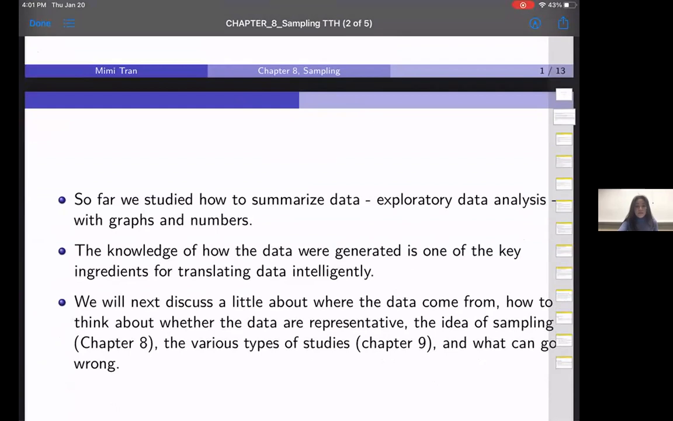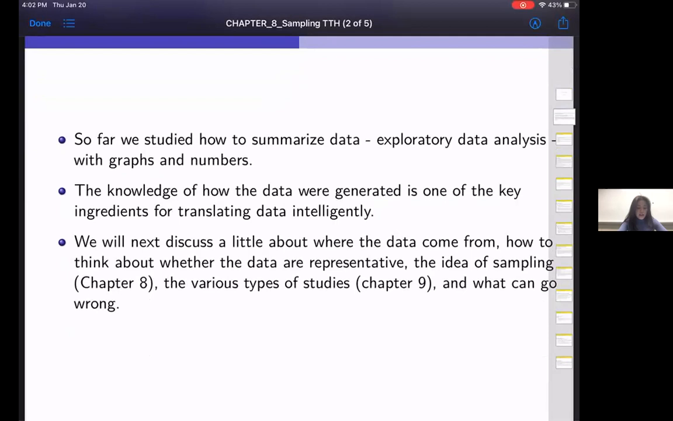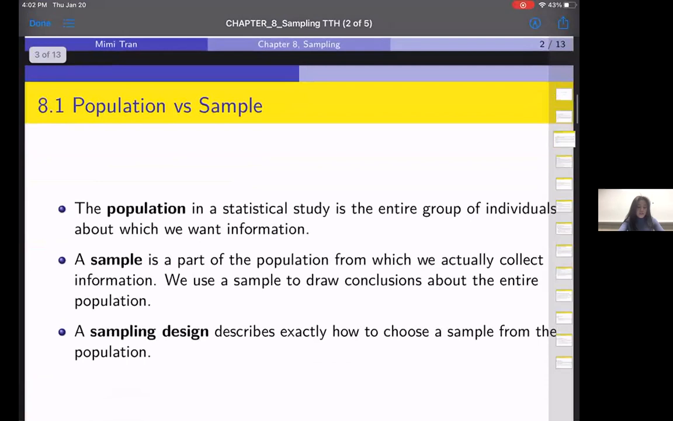So chapter 8 is the idea of sampling, and chapter 9 will be the various types of studies. Okay, so first of all, population versus sample. I talked about this last time. This is just the formal definition of population. A population in a statistical study is the entire group of individuals about which we want information. Everybody in the group that we want information on. A sample is a part of the population from which we actually collect the information, and we use the sample to draw conclusions about the entire population.